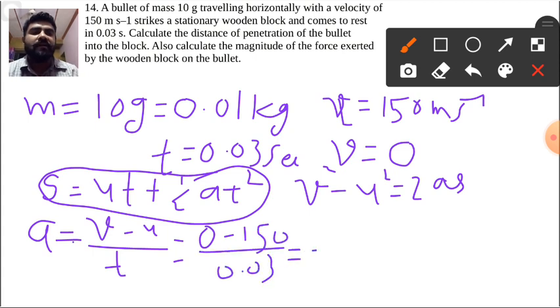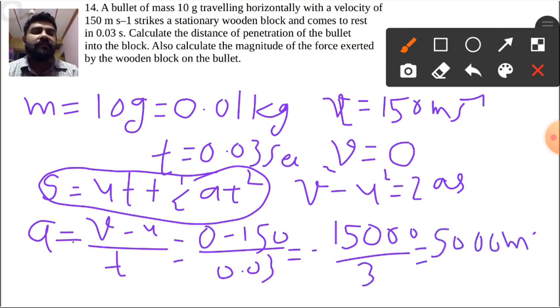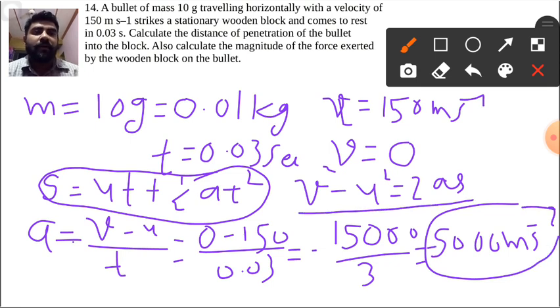So that will be minus 15000 by 3, right? So that will be 5000. That is our acceleration, meter second to inverse. Now we need to put this in the formula to find s. So now we can put it anywhere, right?